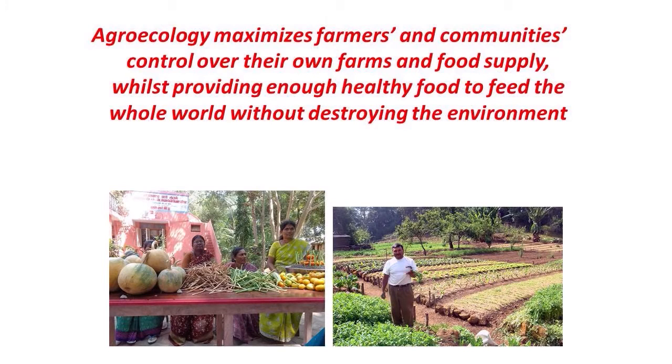So all of these principles and practices that I've talked about maximise farmers' and communities' control over their own farms and their own food supply, at the same time providing enough healthy food to feed the whole planet without destroying the environment. And I emphasise, they provide enough healthy food to feed the whole planet. There is an abundance of evidence that if all our farming, all our food supply was done through agroecological production on smallholder farms, there would be more than enough food to feed the entire world.